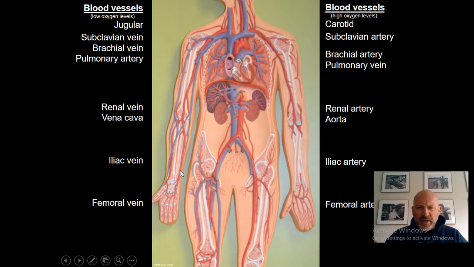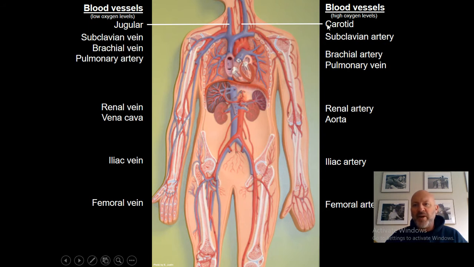This is a model that would be in the lab room also. So all the blue ones pretty much are carrying deoxygenated blood, and they are labeled here. So starting with the jugular, that's going to be draining deoxygenated blood from your head and neck down.